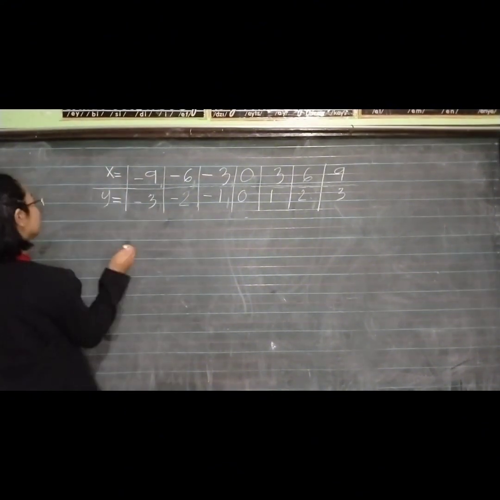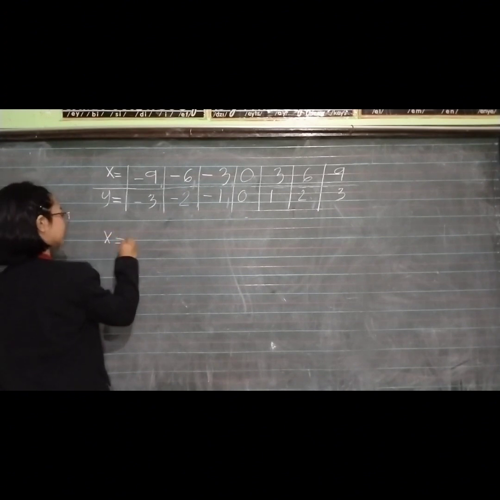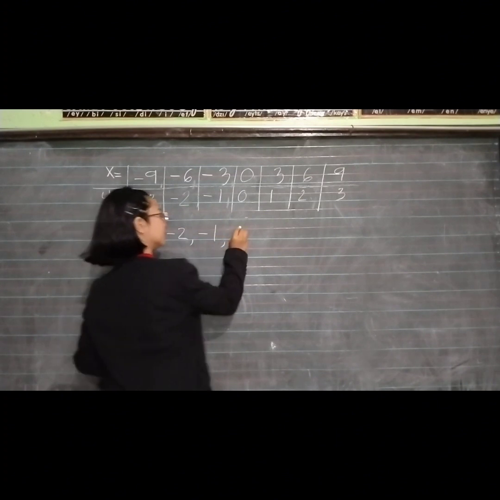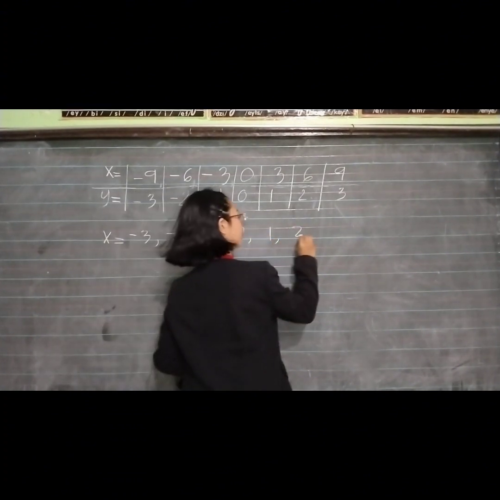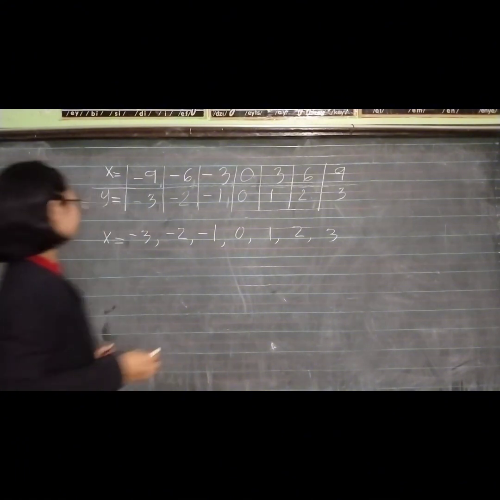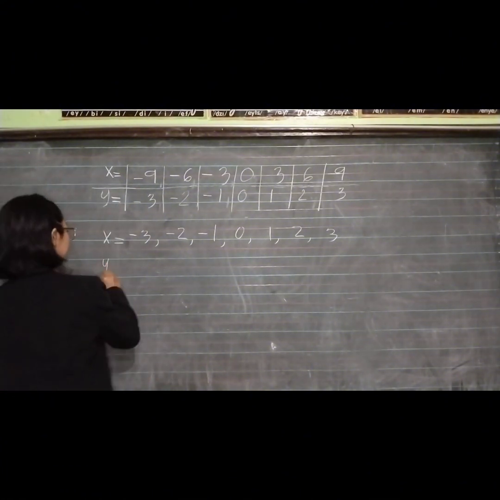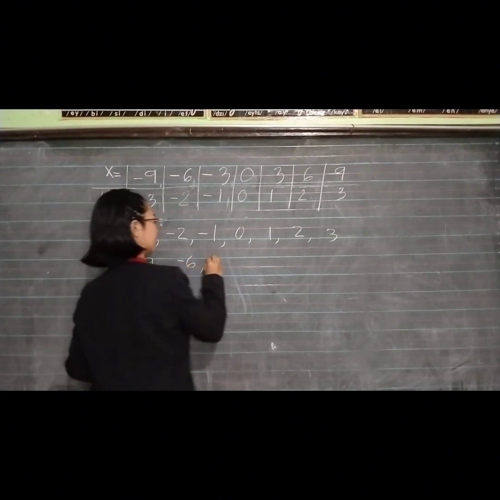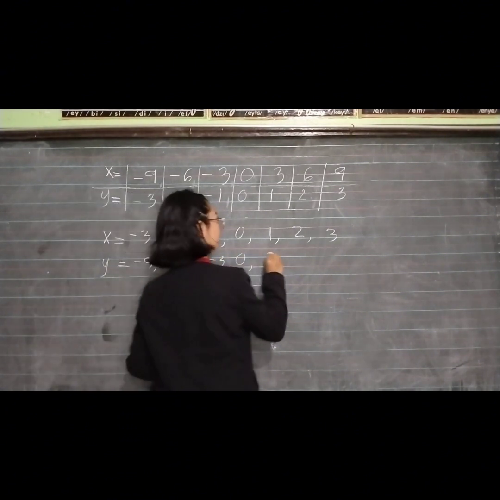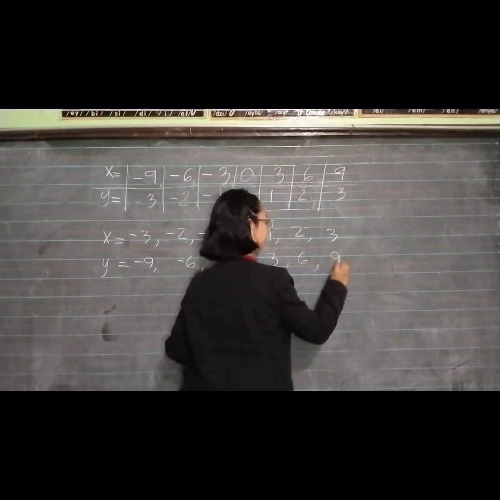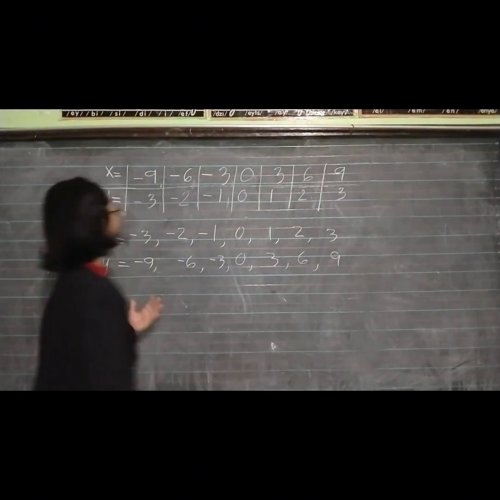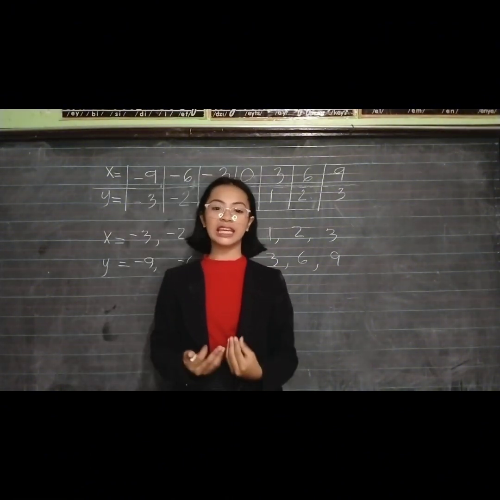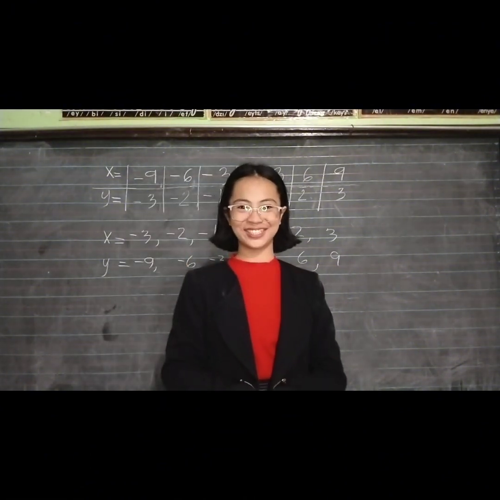So x equals negative 3, negative 2, negative 1, 0, 1, 2, 3. And the value of y is negative 9, negative 6, negative 3, 0, 3, 6, 9. So that's it. So it's very simple, and all you need to remember is ato lagi palihon ang mga values.